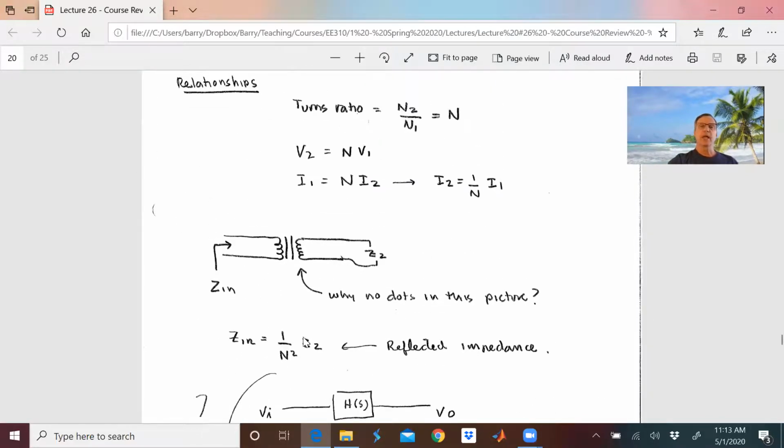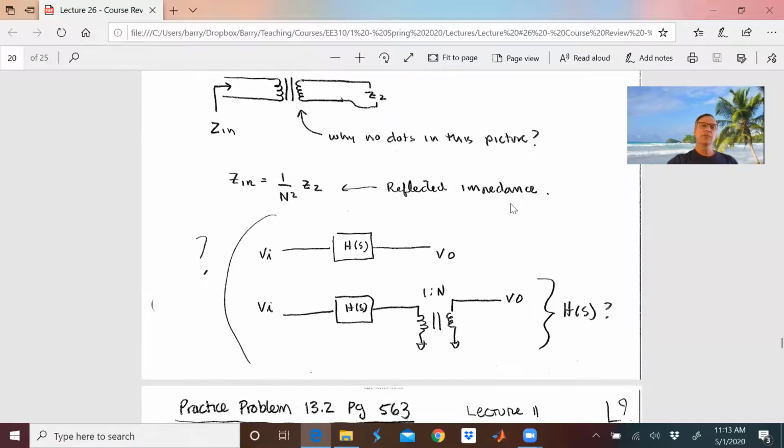Now, reflected impedance, we can say that Zn from this side is 1 over N squared times Z2. And you notice I don't have dots in this picture because I don't need them. I just want to find the reflected impedance. That has nothing to do with the dots.